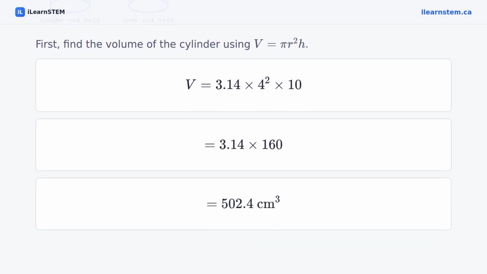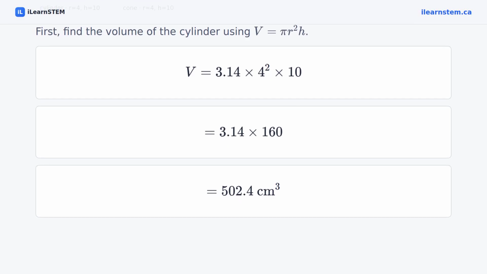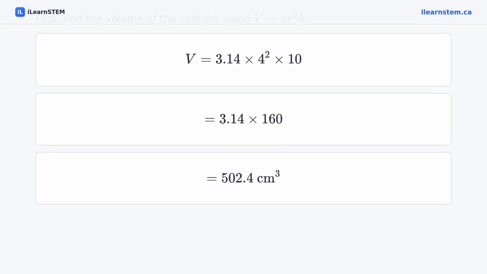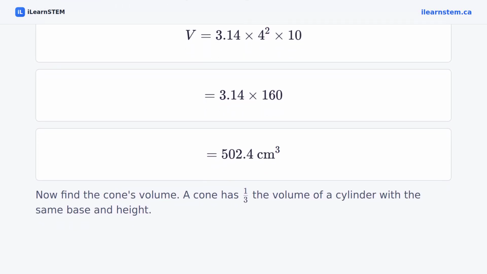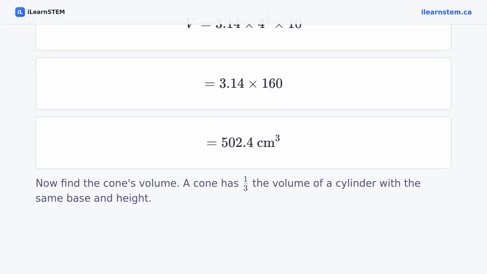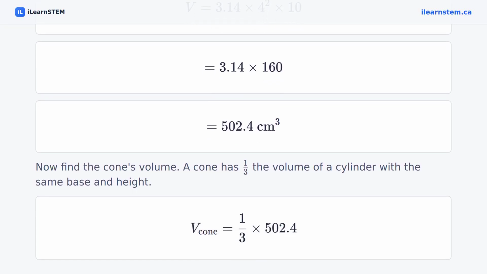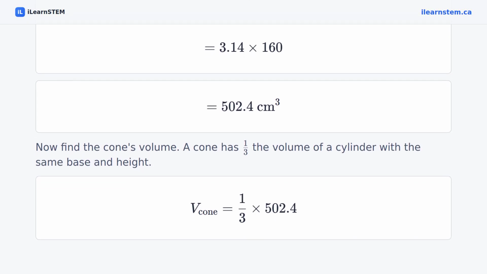So the cylinder's volume is 502.4 cubic centimeters. Now find the cone's volume. A cone has 1/3 the volume of a cylinder with the same base and height. So the cone's volume is 1/3 of 502.4.